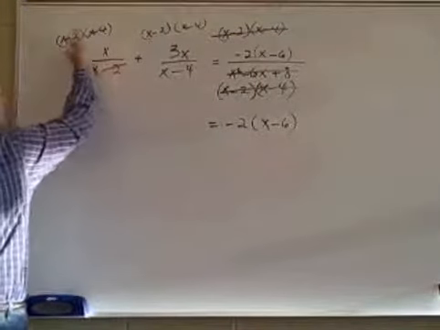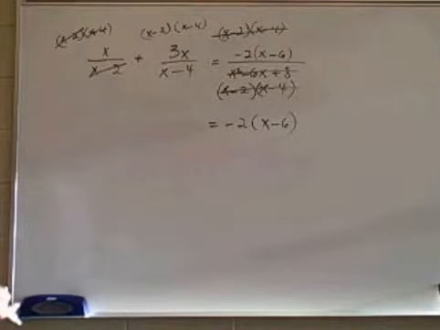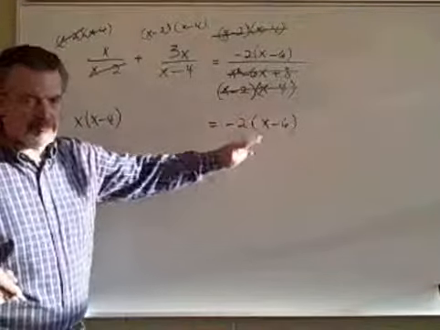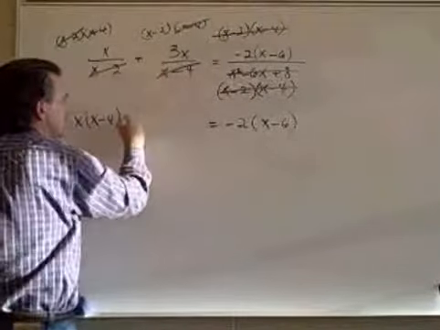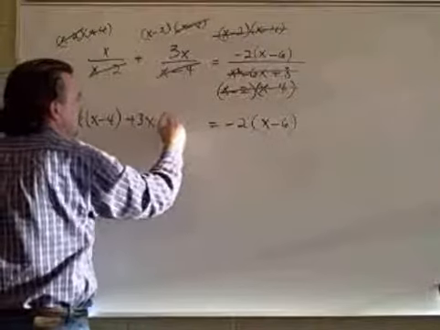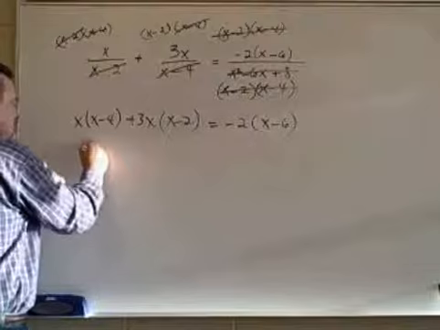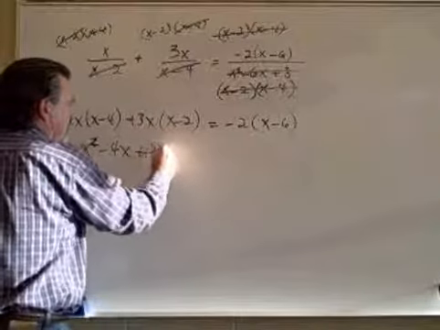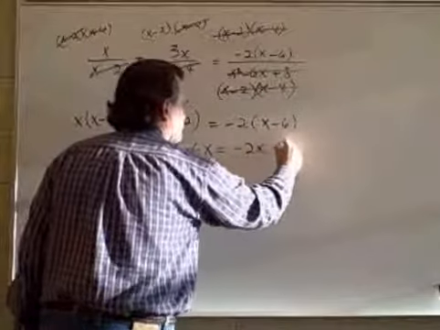So here, the x minus 2 binomials cancel, leaving me x to be multiplied times the quantity x minus 4. Let's go ahead and put it down since I didn't do the multiplication over there yet. Here, the x minus 4s will cancel, leaving me plus 3x to be multiplied times x minus 2. Now we can go through and remove the parentheses. X times x is x squared, minus 4x, plus 3x squared, minus 6x, equals negative 2x plus 12.